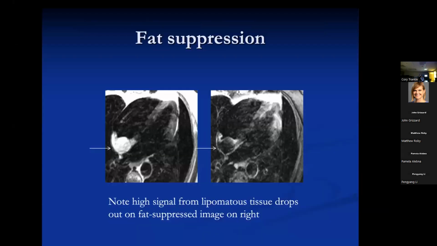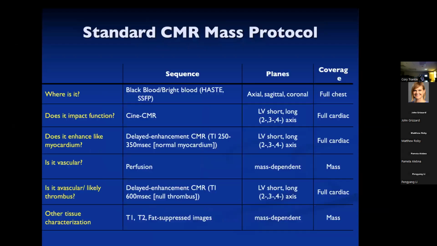There are some instances where doing fat suppression proves helpful, like in this case of an atypical lipomatous hypertrophy of the interatrial septum, where it's kind of bulging backward there. But that's very helpful to characterize things.